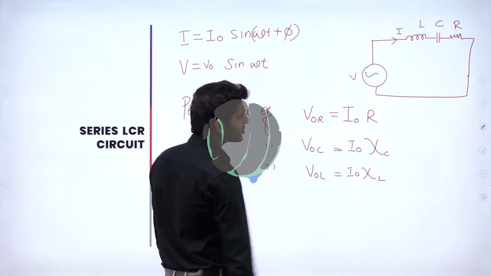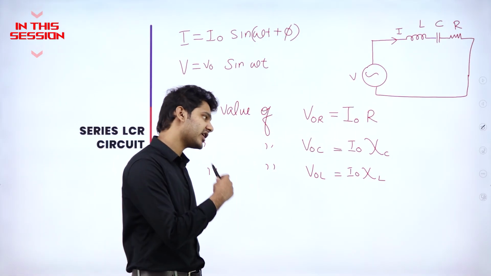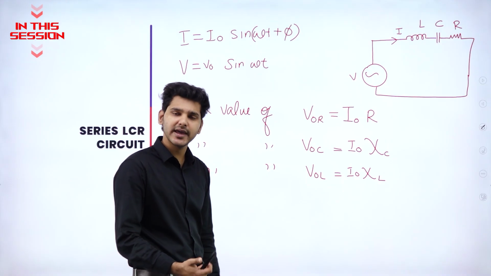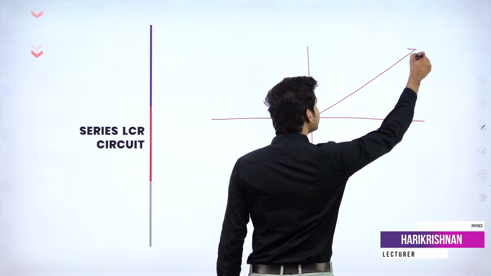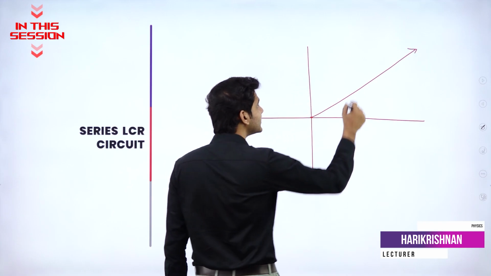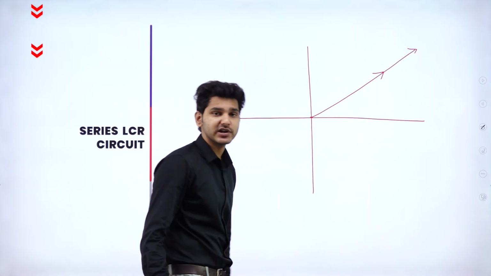V naught R is equal to I naught R, V naught C is equal to I naught into chi C, and V naught L is equal to I naught into chi L. They will both be traveling in the same direction, in phase with each other. This is current, this will be voltage.